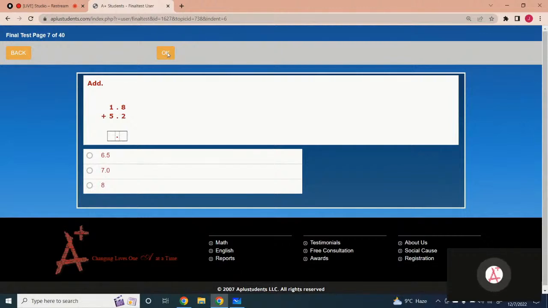Okay, 1.8 plus 1.2. So when you add them, the correct option is it would be 7.0. Got it? Just select the correct option and click on the OK button.